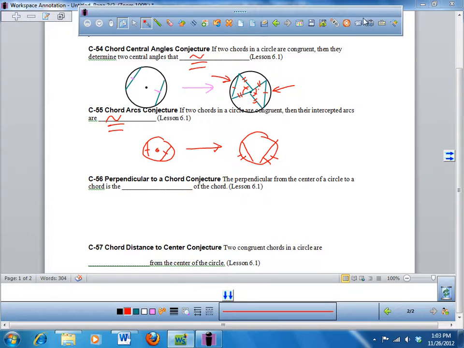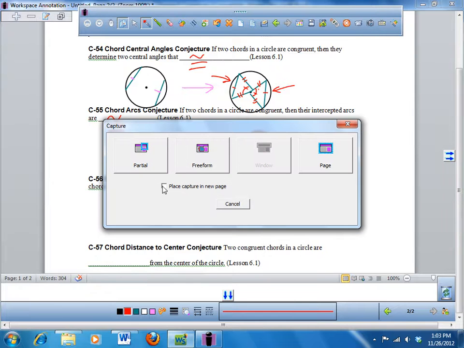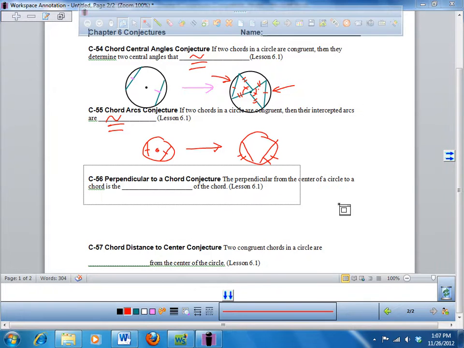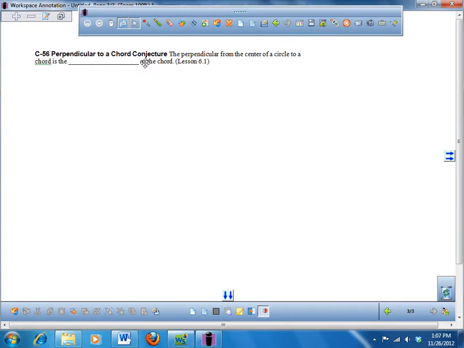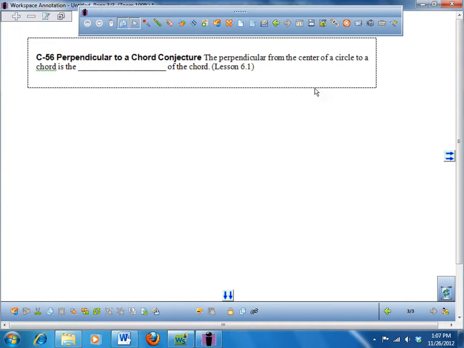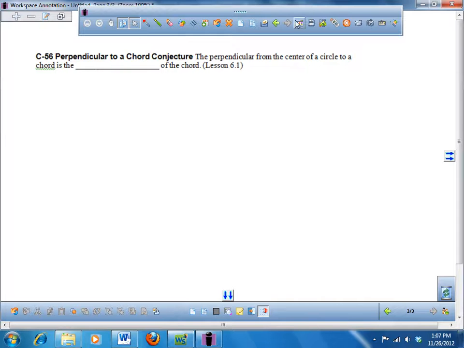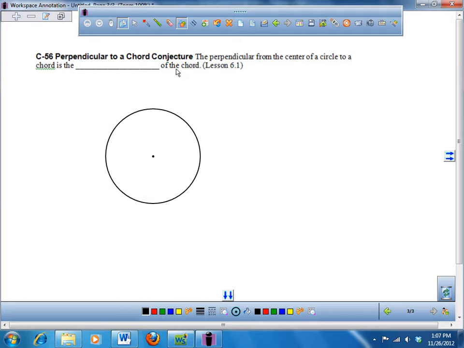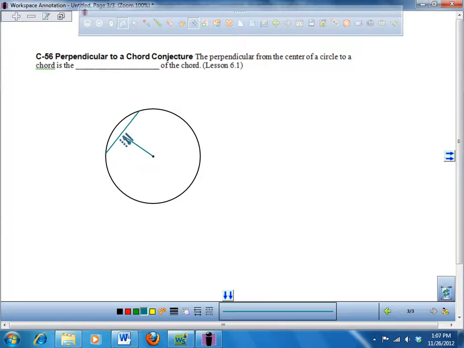Let me make this a little bit bigger. Okay. So if I were going to draw a circle here, the perpendicular from the center to a chord. So here is a circle. Here is a chord. And if I were to make a perpendicular from this center to this chord, does that look perpendicular? More or less. Yeah. Guess what it does to that chord? What do you think, Sam? Very good. It bisects it.